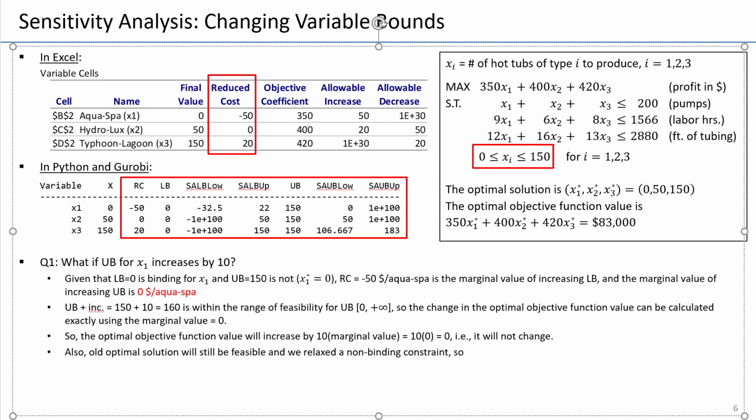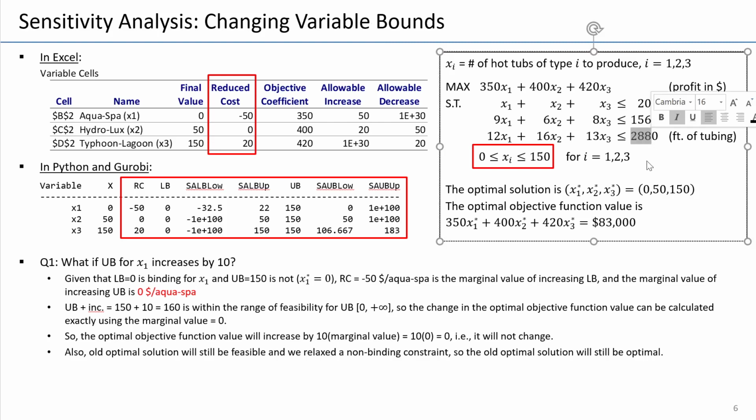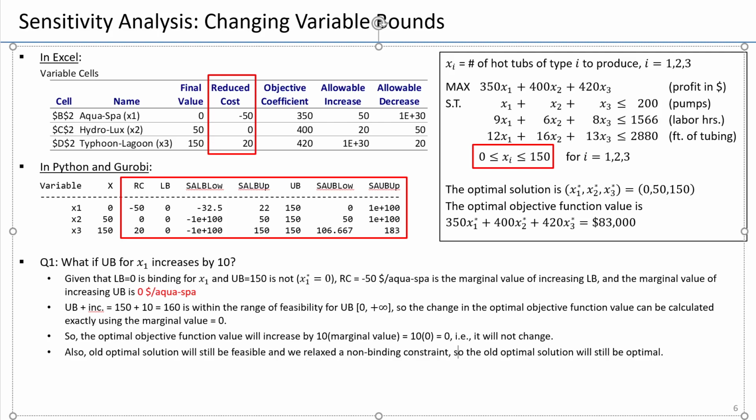So the old optimal solution will still be optimal, right? So there's no change in the optimal objective function value and no change in the optimal solution in this case. And notice this is the same case where we were changing the right-hand side of one of the constraints that was non-binding. When we were relaxing it, again, the solution wasn't changing and the shadow price was 0. The optimal objective function value was not changing either.